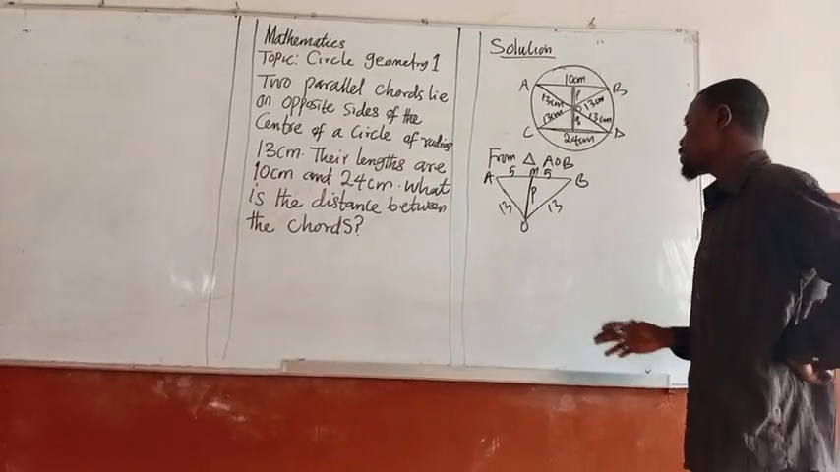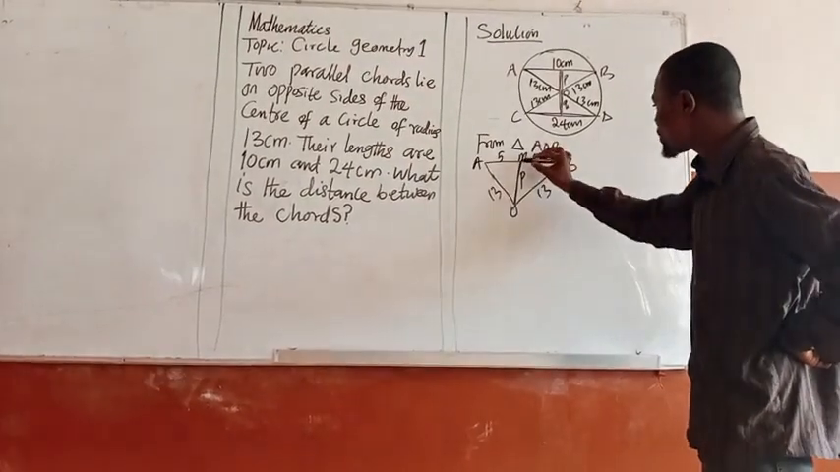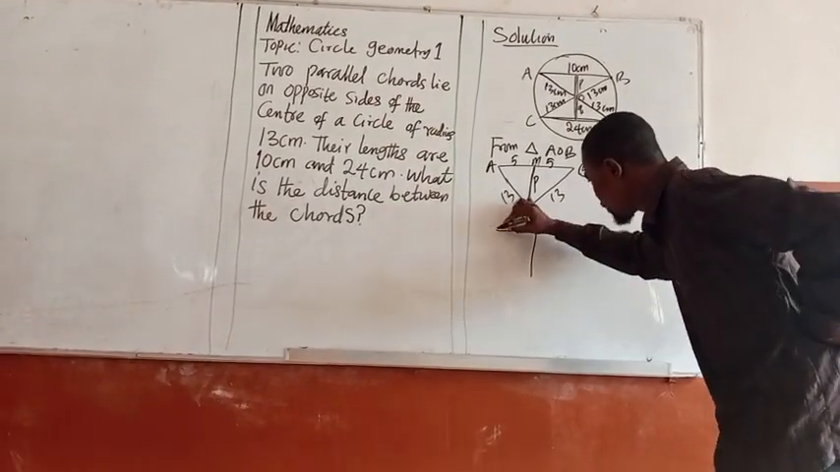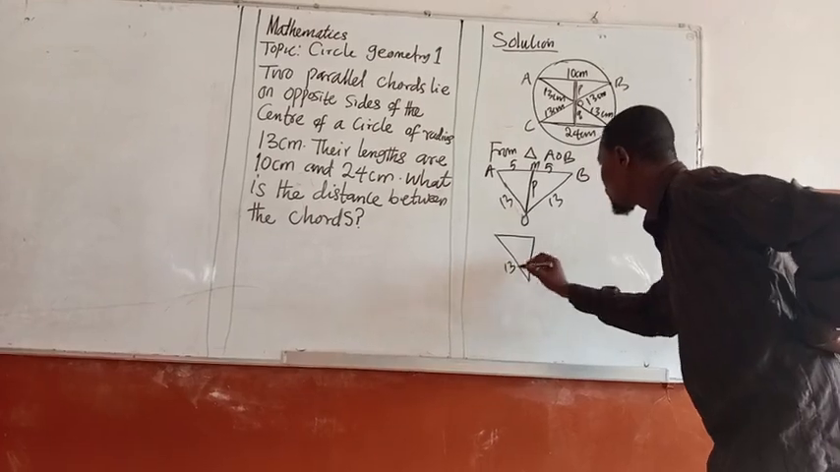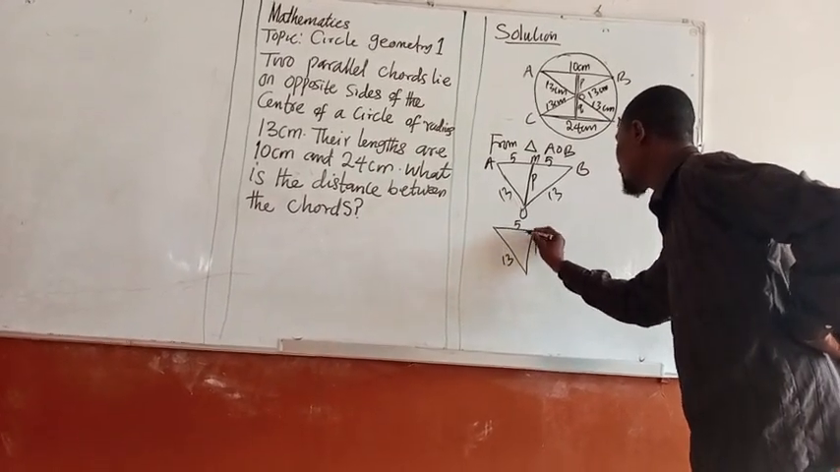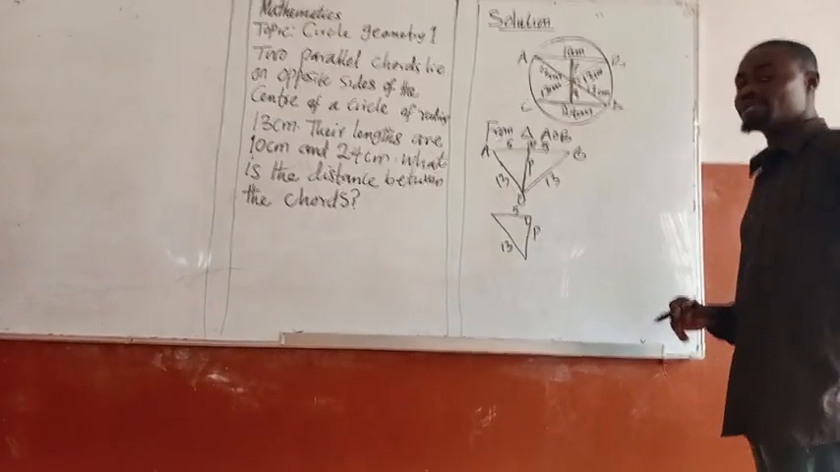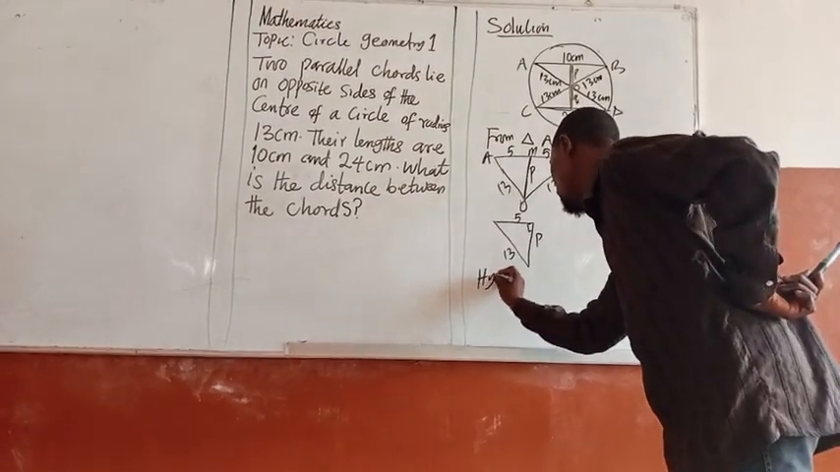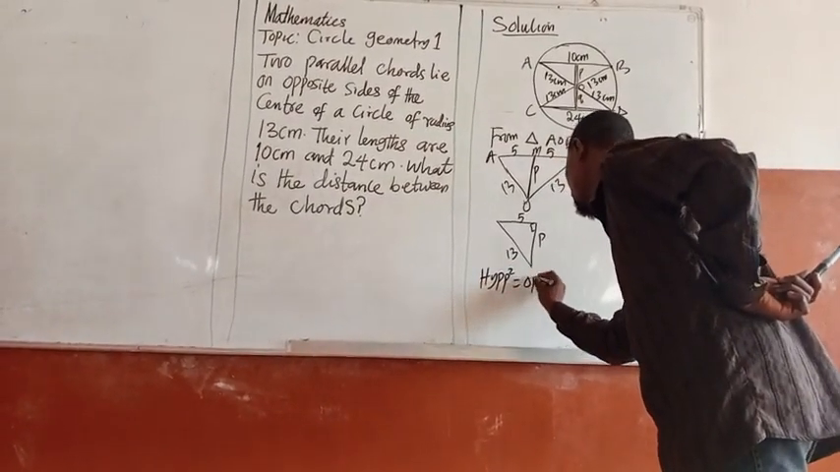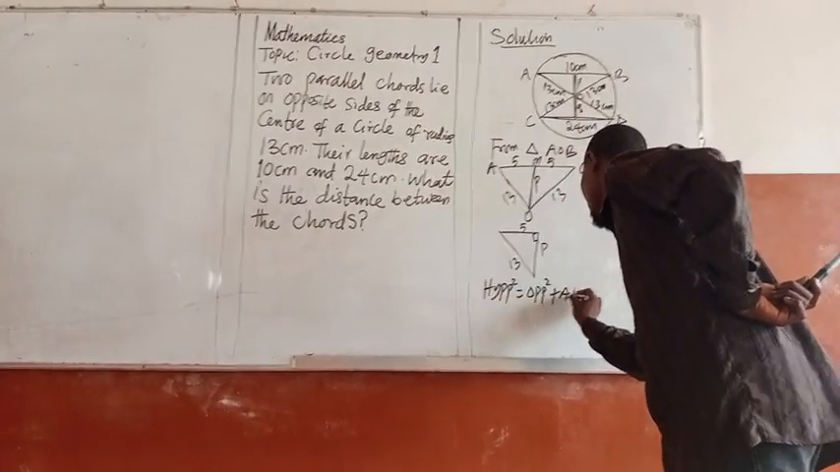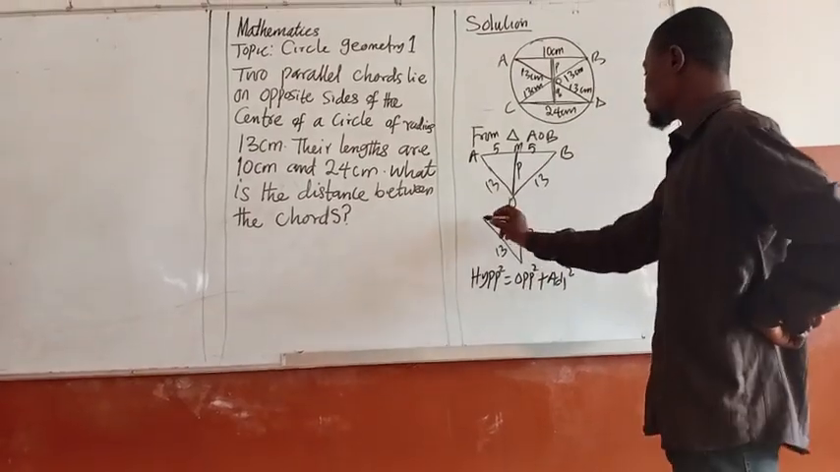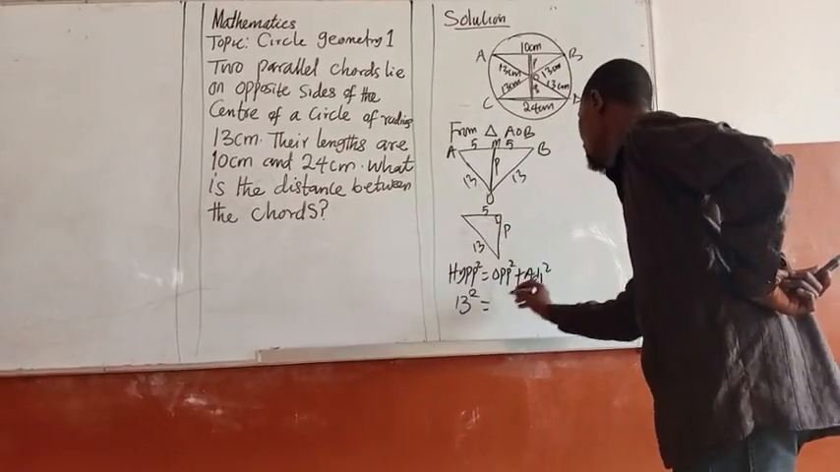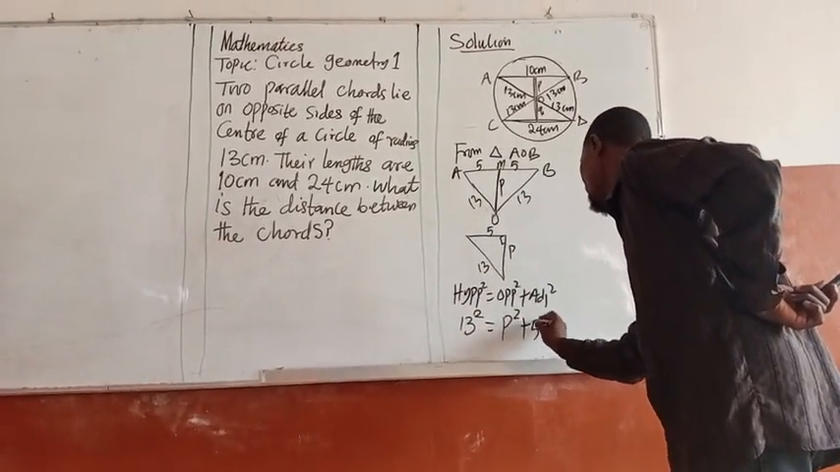So how can we find P? Using Pythagoras theorem. We pick this triangle out. We now have something like this. Here is 13, here is 5, and here is P. This is a right angle triangle. How can we solve that? We use Pythagoras theorem. As we always know, hypotenuse square is equal to opposite square plus adjacent square. The hypotenuse is 13, so 13 square is equal to P square plus 5 square.